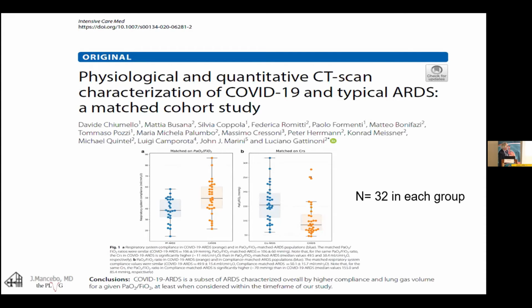Still, here, these data from Cumelo and co-workers, and here on the right-hand side of the slide, you see that for patients with the same compliance, patients with traditional ARDS, the blue dots, and patients with COVID ARDS, the yellow dots, for the same compliance. Okay, so in theory, the same amount of gas inside the lungs. Compliance is directly related to the amount of gas that is inside the lungs. Patients with COVID-19 are significantly more hypoxemic as compared to patients with traditional ARDS.